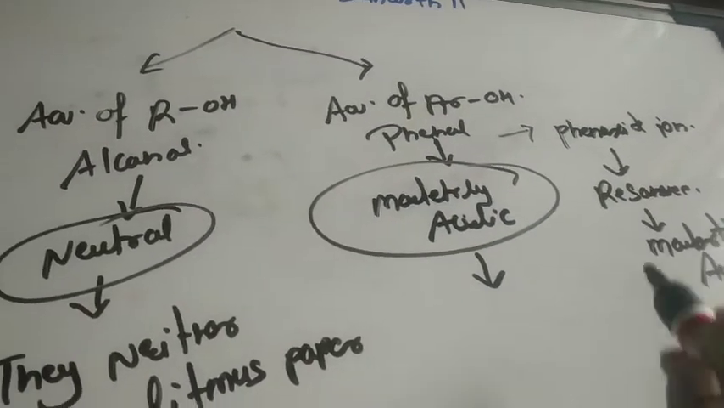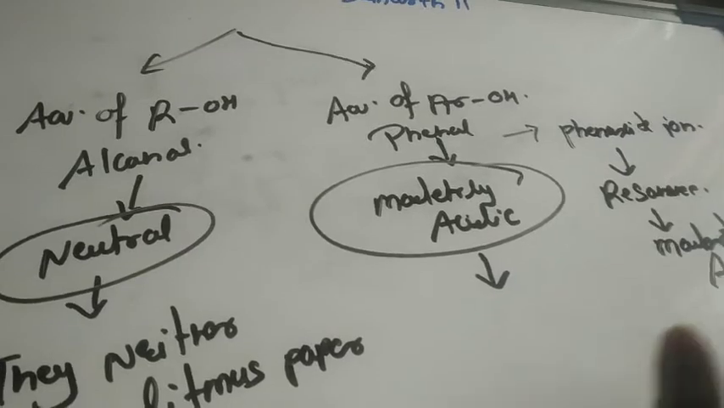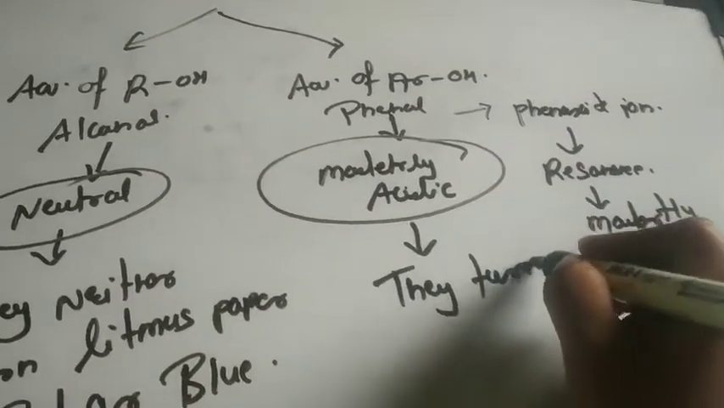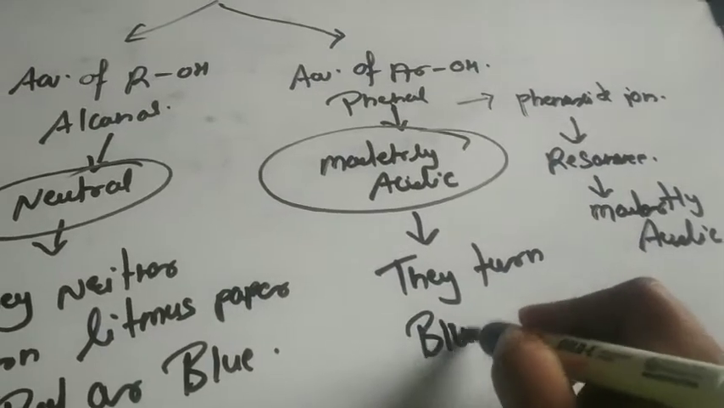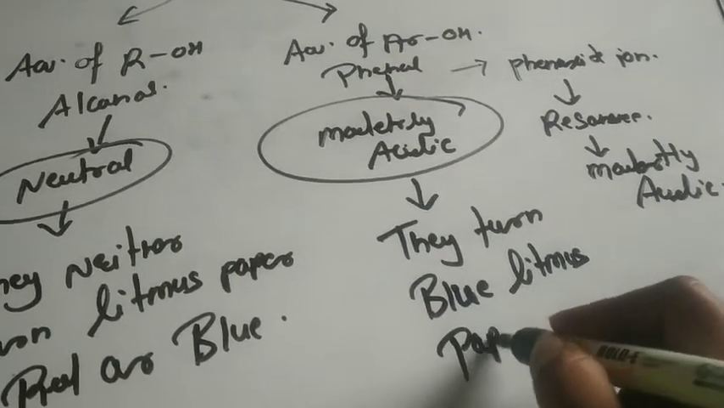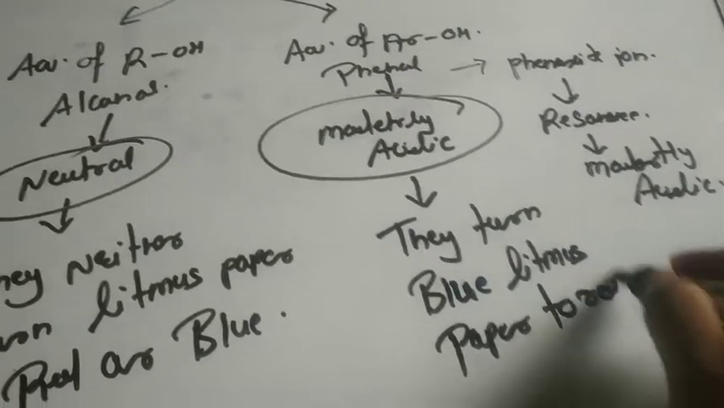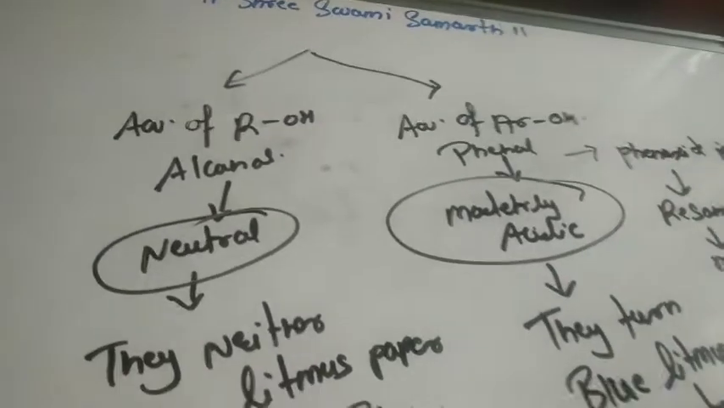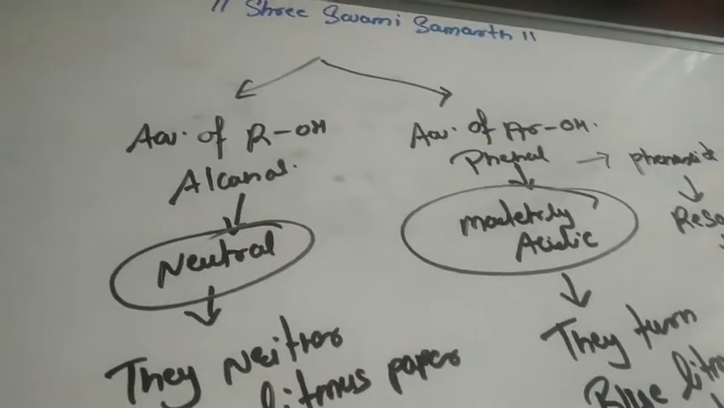What happens in an acidic condition? I told you, they turn blue litmus paper to red. Right? So this is the litmus paper test. Right? This is the first test under the laboratory test.